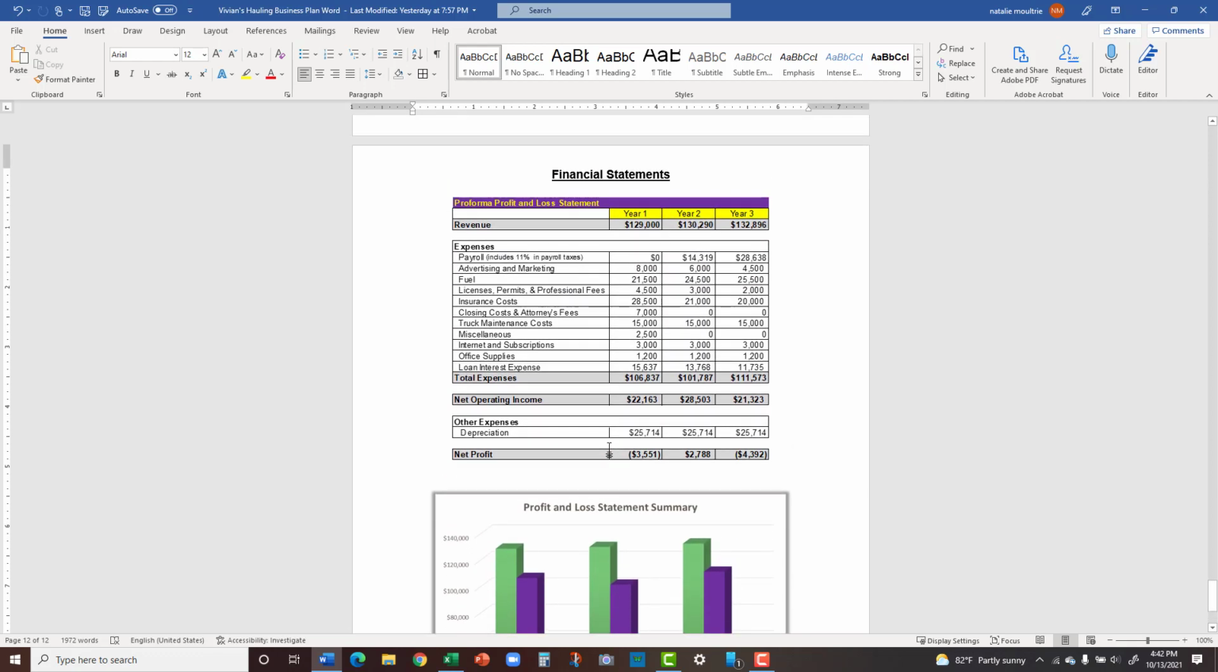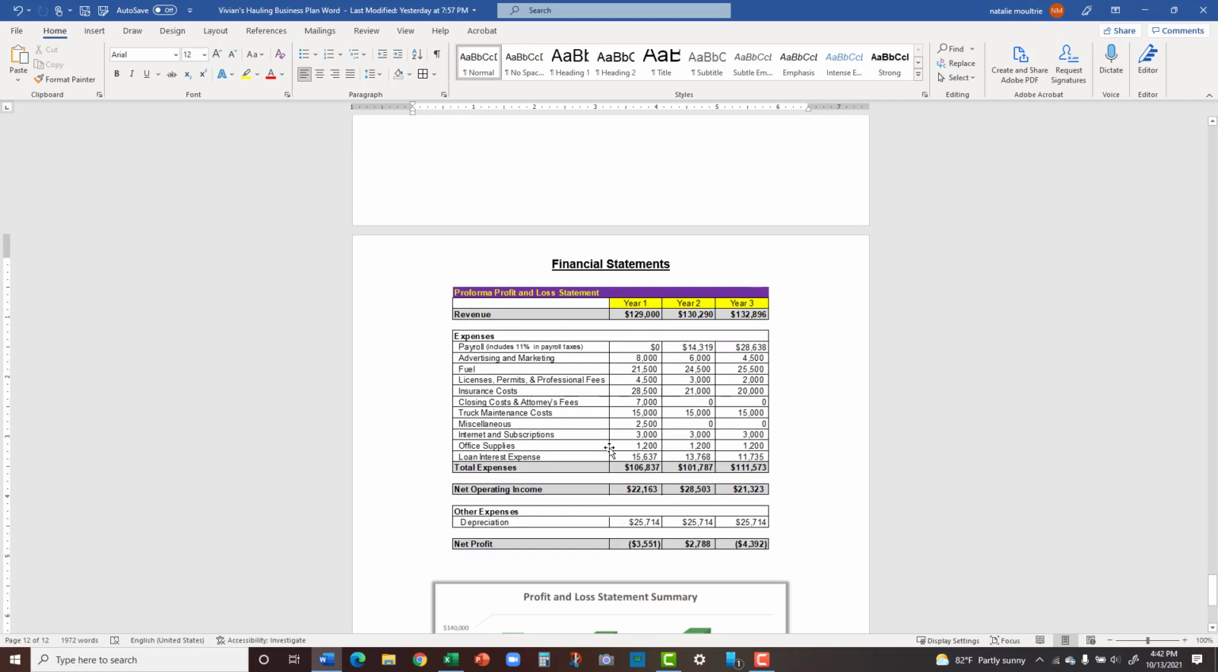The only thing that's left to do is to put in a table of contents if you prefer. But other than that, your business plan is ready to go and ready to be submitted to your lender.